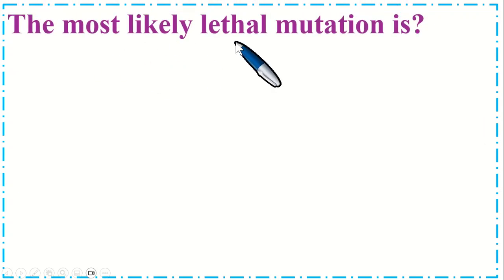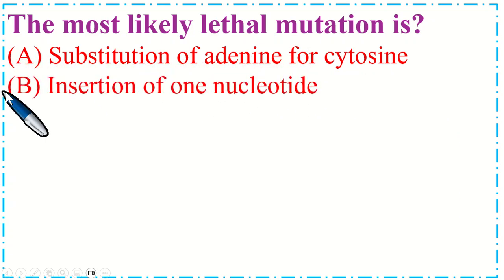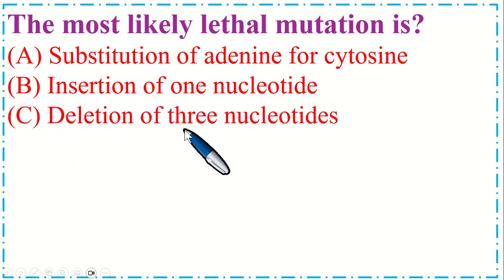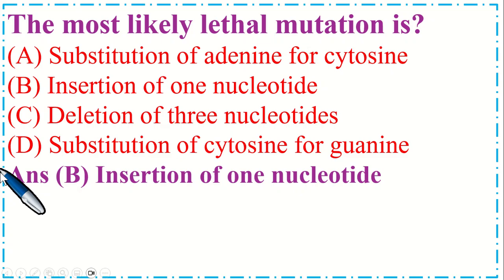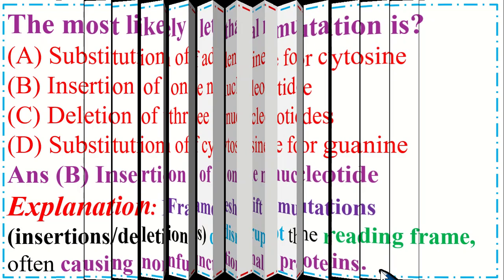The most likely lethal mutation is: option A, substitution of adenine for cytosine; option B, insertion of one nucleotide; option C, deletion of 3 nucleotides; and option D, substitution of cytosine for guanine. So the correct option is B, insertion of one nucleotide. Frameshift mutations, insertions or deletions, disrupt the reading frame, causing non-functional proteins.